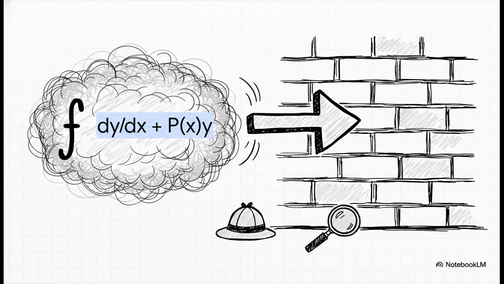But here's our first plot twist. If you just look at that left-hand side, that dy by dx plus p of x times y, and you try to integrate it as is, well, you can't. It's just a messy jumble of terms that doesn't fit any of the normal integration rules. Honestly, it feels like we've hit a total dead end.